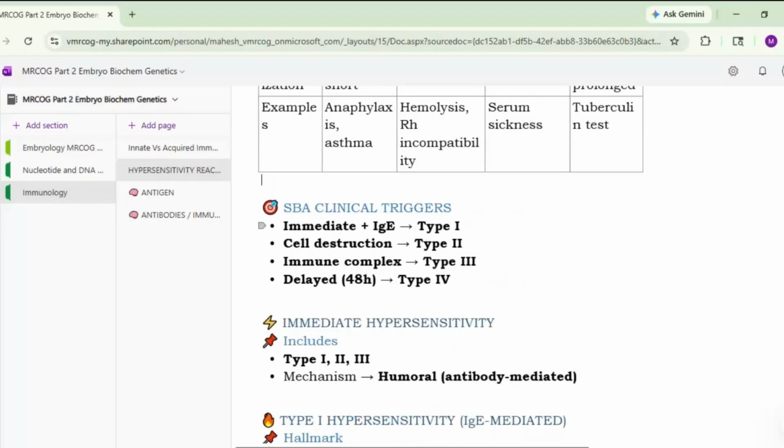Just to summarize, immediate hypersensitivity through IgE is type 1. Cell destruction is a feature of type 2. Immune complex is a feature of type 3, and delayed after 48 hours is type 4 hypersensitivity. Immediate hypersensitivity will include type 1, type 2, and type 3, and the mechanism is humoral, or antibody mediated, while in type 4 it is a cell mediated immune response.